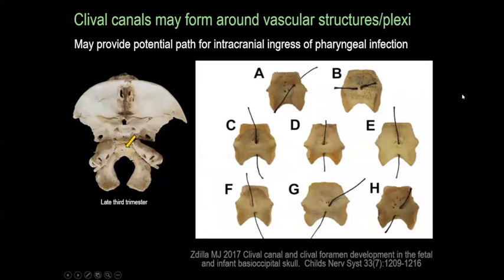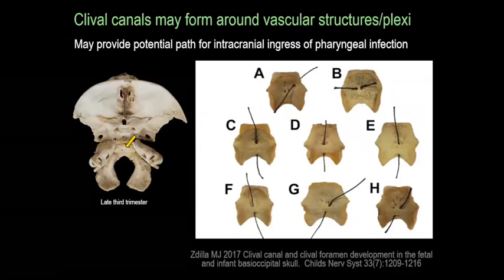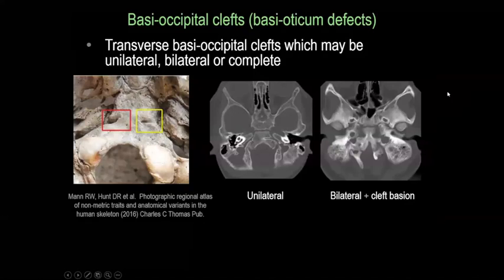Clival channels may also form around other vascular structures and plexi, and may provide a potential path for intracranial ingress of pharyngeal infections. So here's an article showing what these small vessels or channels look like, and if you gave contrast, you might be able to see a venous plexus in some of those. Here happens to be one of our specimens from our own lab, and you can see in this late third trimester fetal specimen that you have multiple small channels. Again, they can be oblique, they can be parallel, they can certainly be vertical or horizontal.